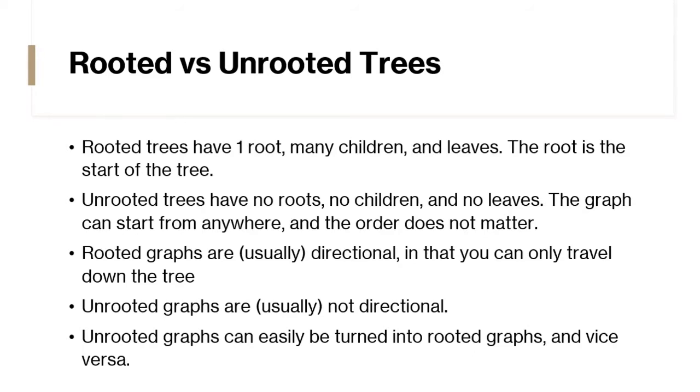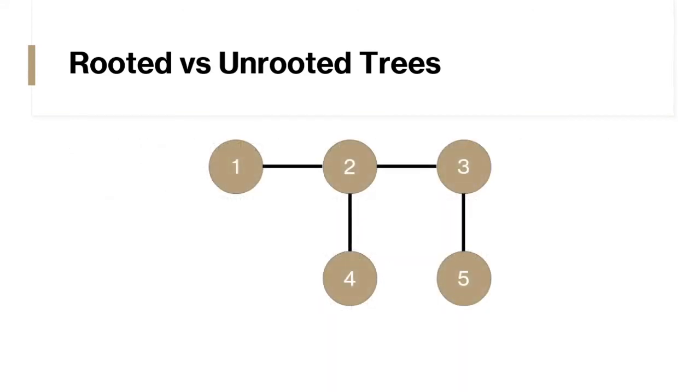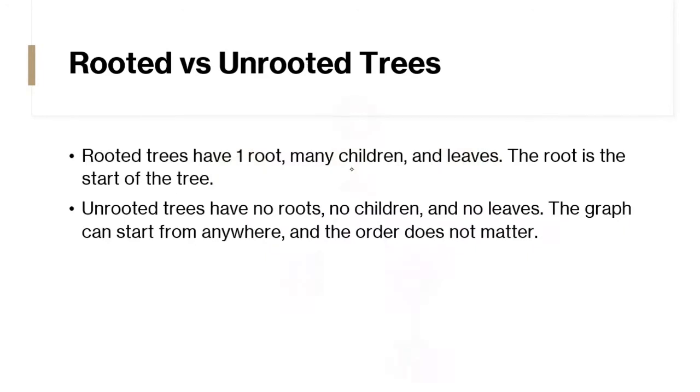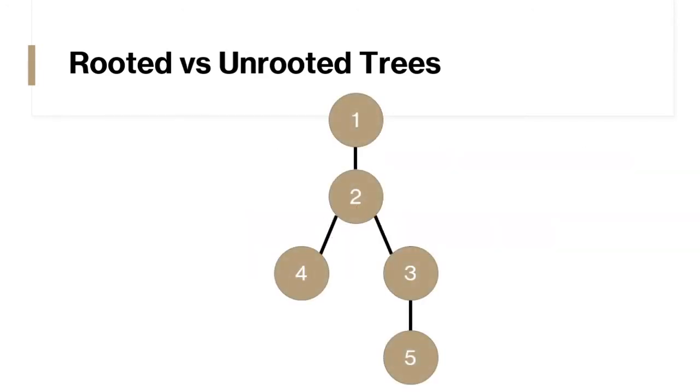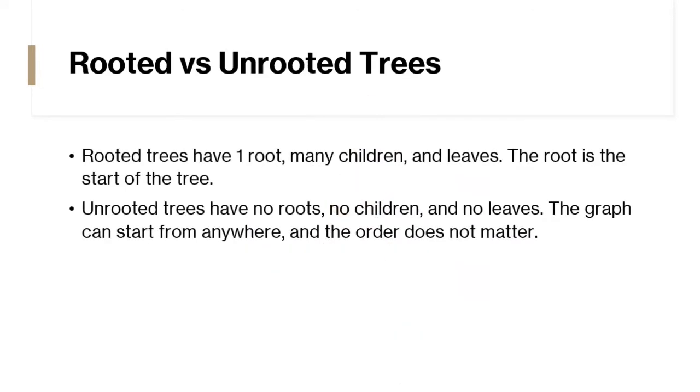So just quickly to clarify, directional means you can only travel in one direction. So for this one, you can travel in any direction. You can travel from 2 to 1 or 2 to 3 or 2 to 4, or you can travel from 4 to 2, or you can travel from 1 to 2. However, in this graph, it's clear you travel from 1 to 2 and not backwards.